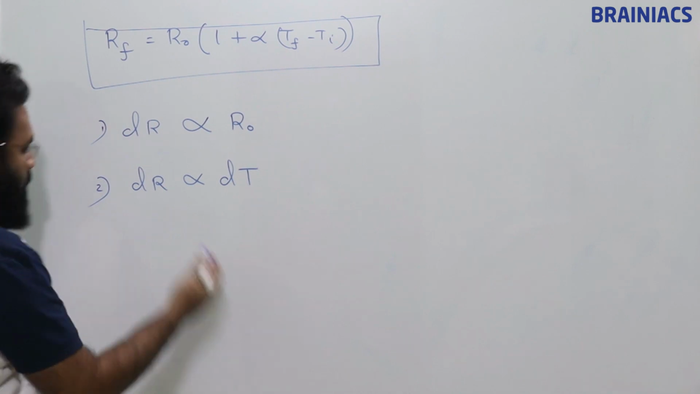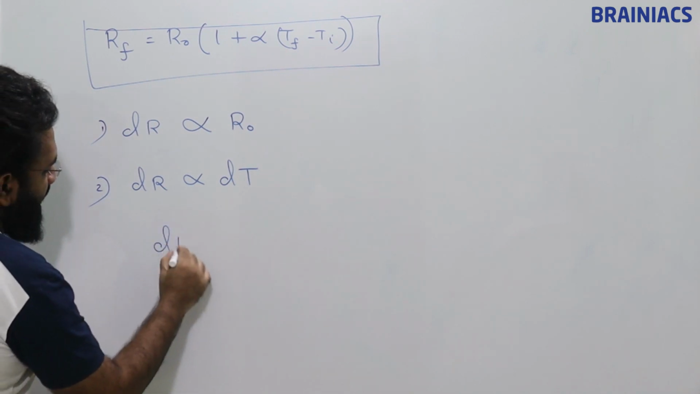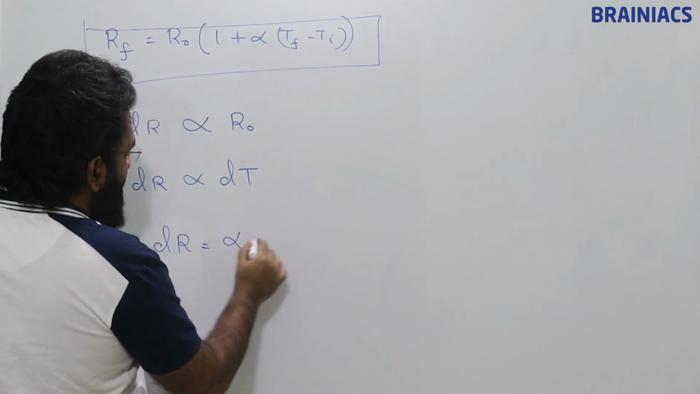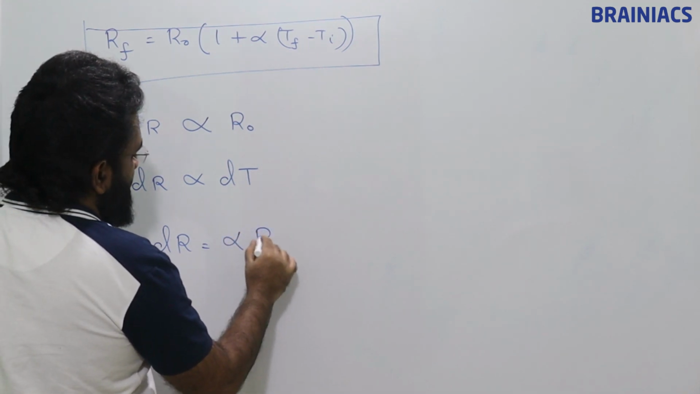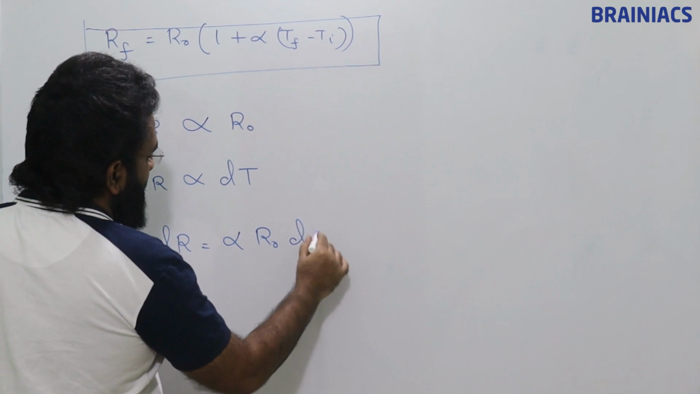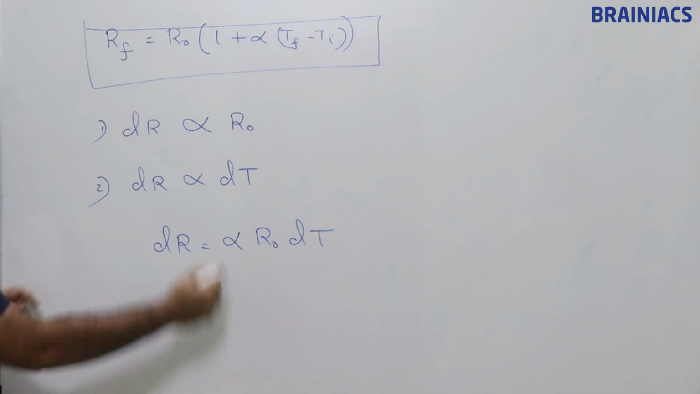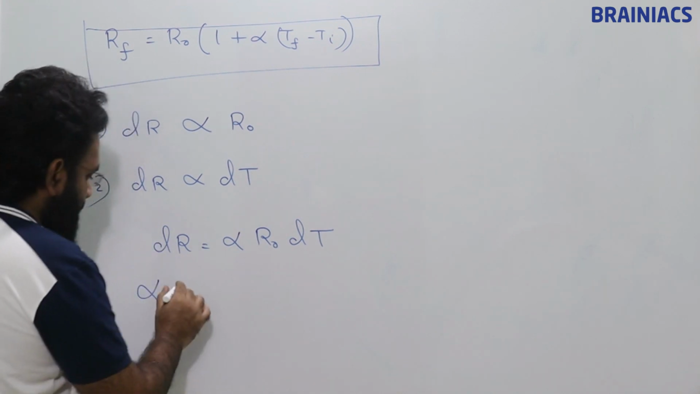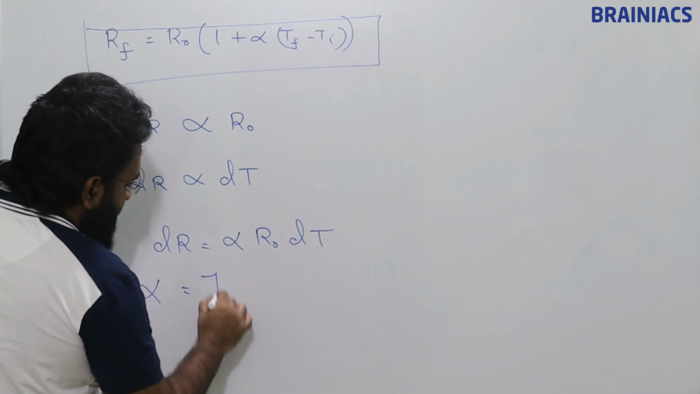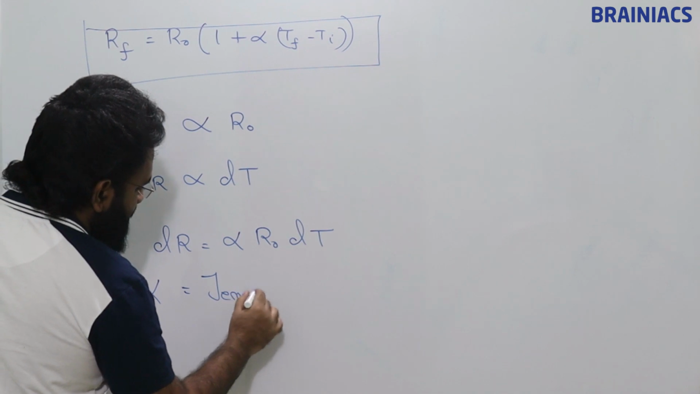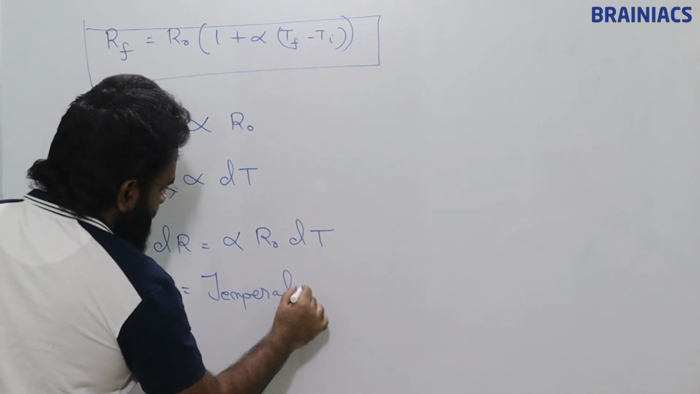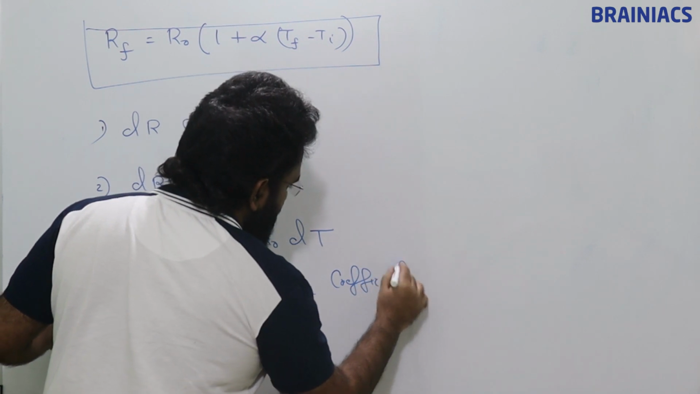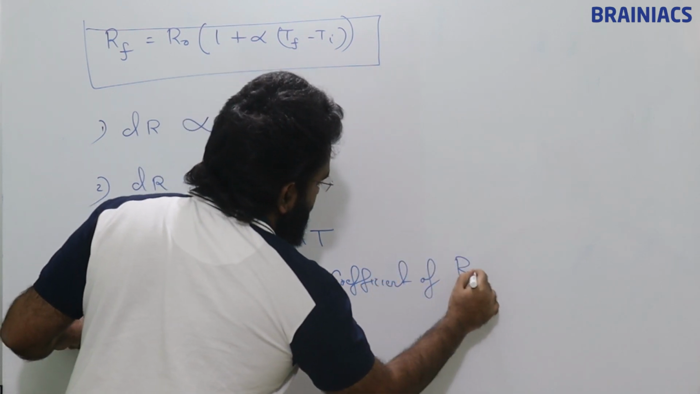So dR is equal to alpha R naught dT. So this alpha is the proportionality constant. We call it the temperature coefficient of resistance.